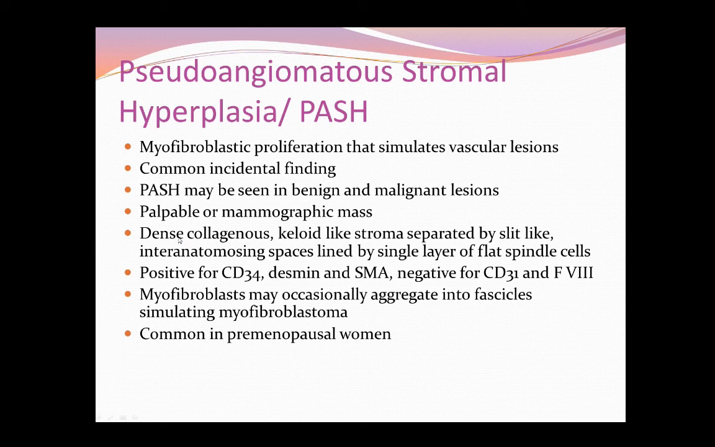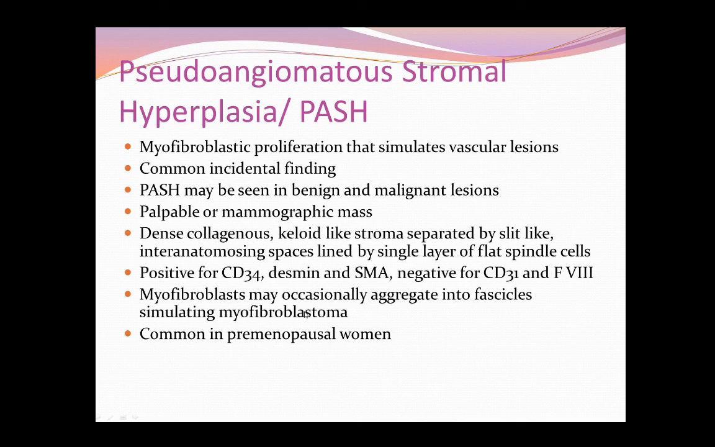Microscopically, it's a complex of anastomosing slit-like spaces that are lined by a single layer of flat spindle cells in the background of dense hyalinized collagen. Since these are myofibroblasts, they're positive for CD34, desmin, and SMA. The main differential of PASH is angiosarcoma, which is well differentiated, and myofibroblastoma.